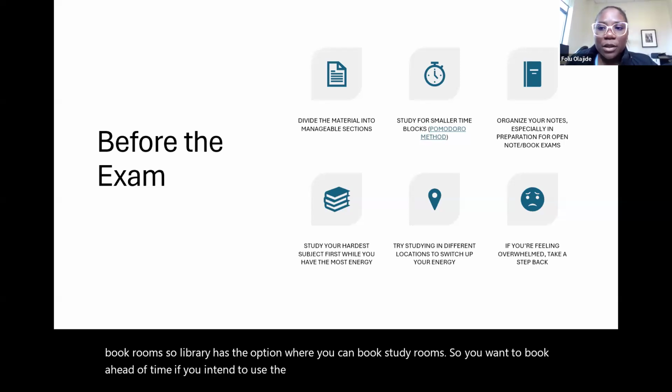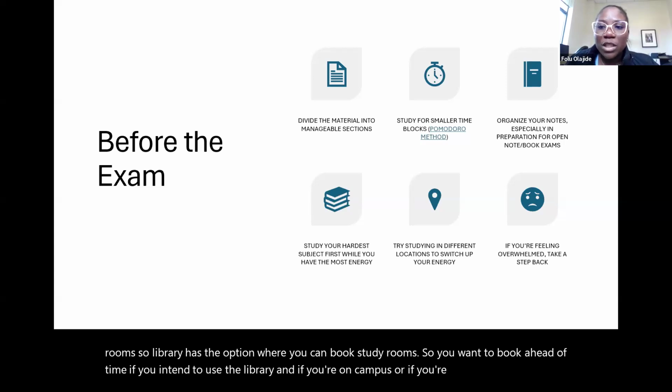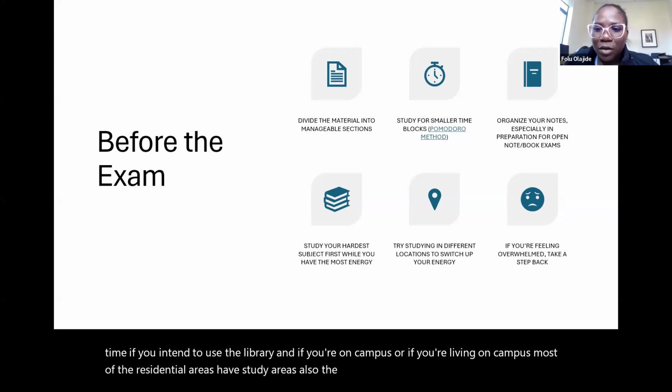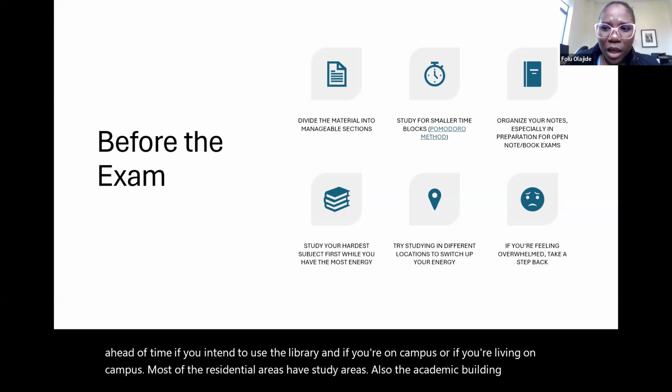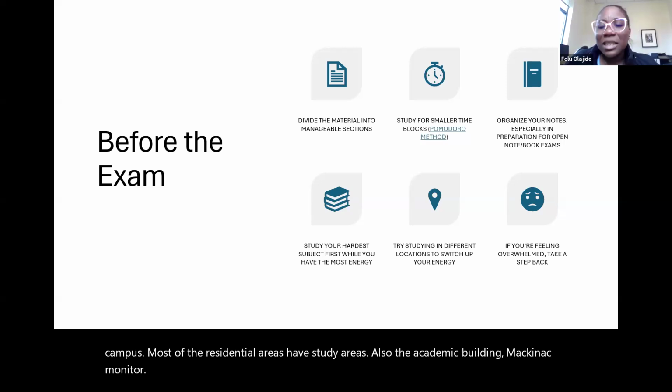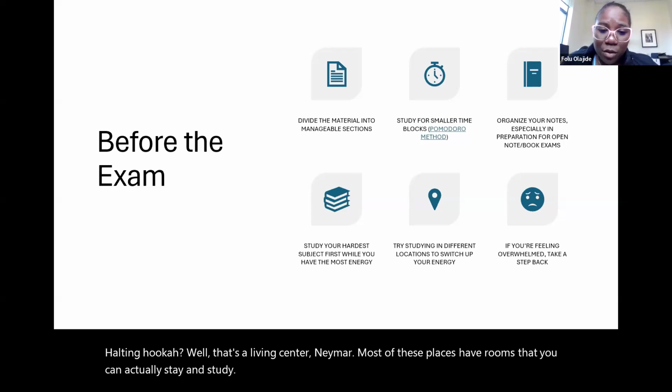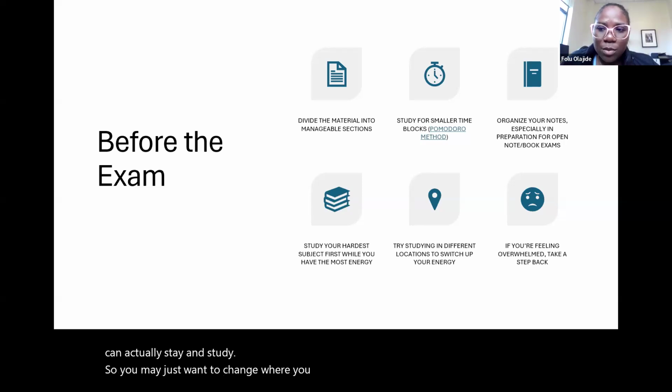And if you're on campus, or if you're living on campus, most of the residential areas have study areas. Also, the academic buildings, Mackinock, Manitou, Horton, Hooker, well, that's a living center, Nehemiah, most of these places have rooms where you can actually stay and study. So you might just want to change where you currently study to a place where you can actually focus.